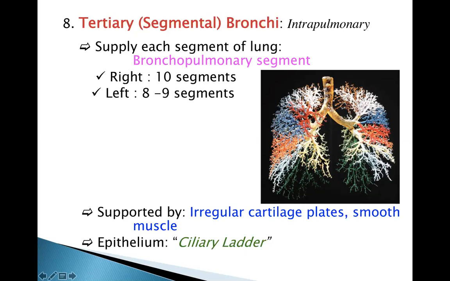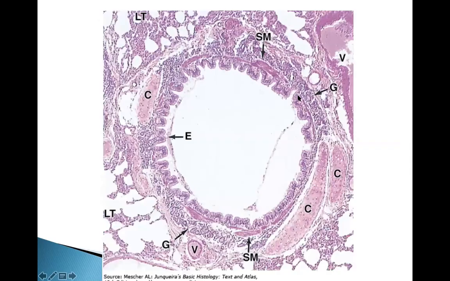When we look at tertiary bronchi, they deliver air into each one of those segments, so we call them segmental bronchi or tertiary bronchi. Along with the secondary bronchi, these are solely within the lungs. We're still going to see regular plates of cartilage, smooth muscle, and our ciliary ladder, so our columnar epithelium cells with cilia.